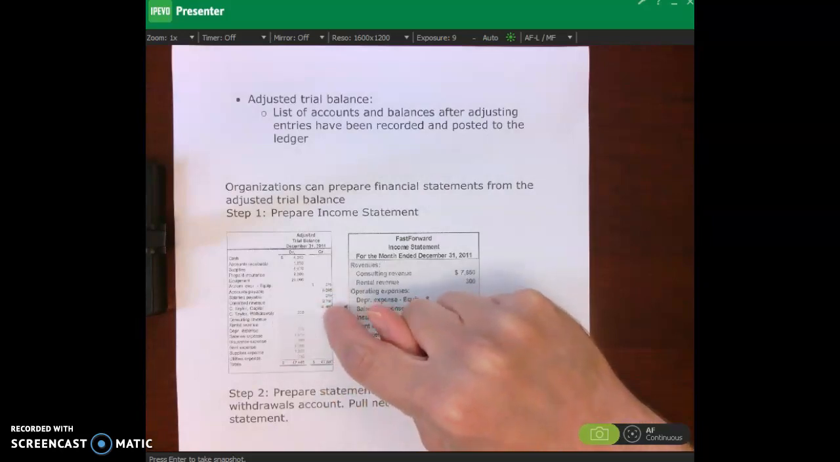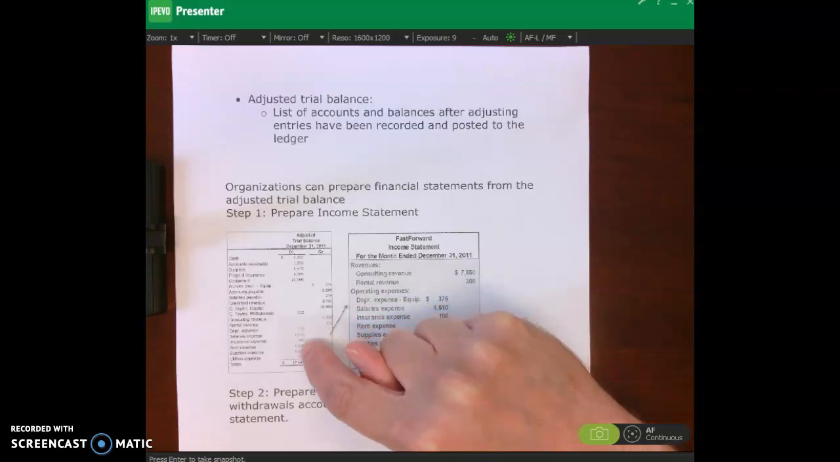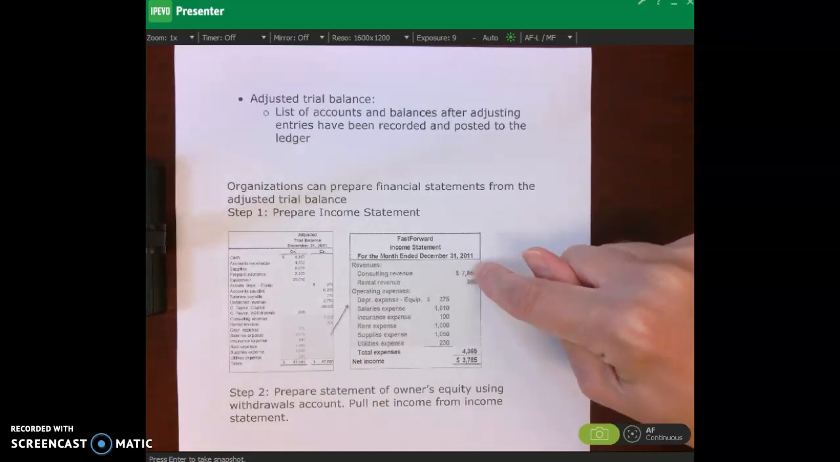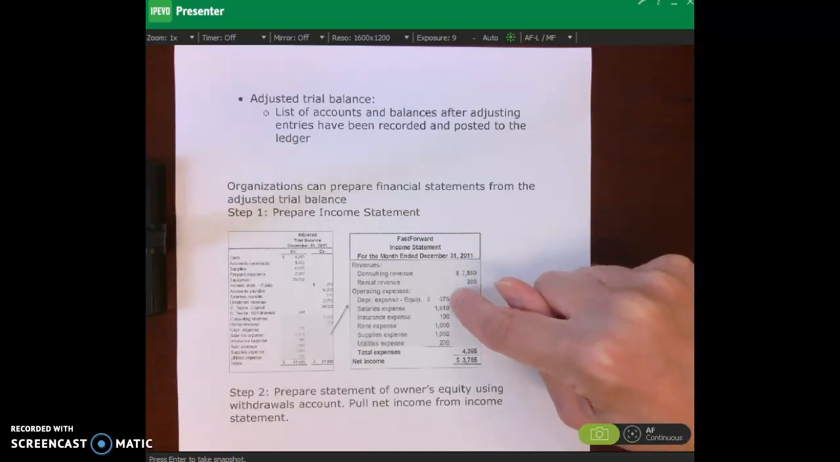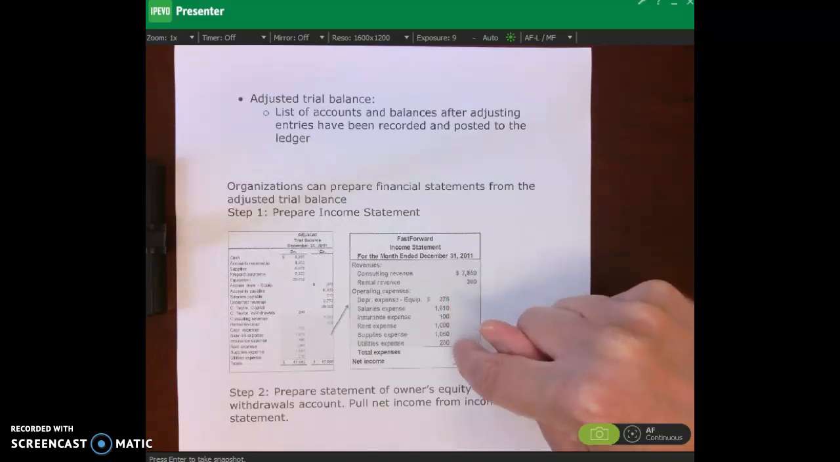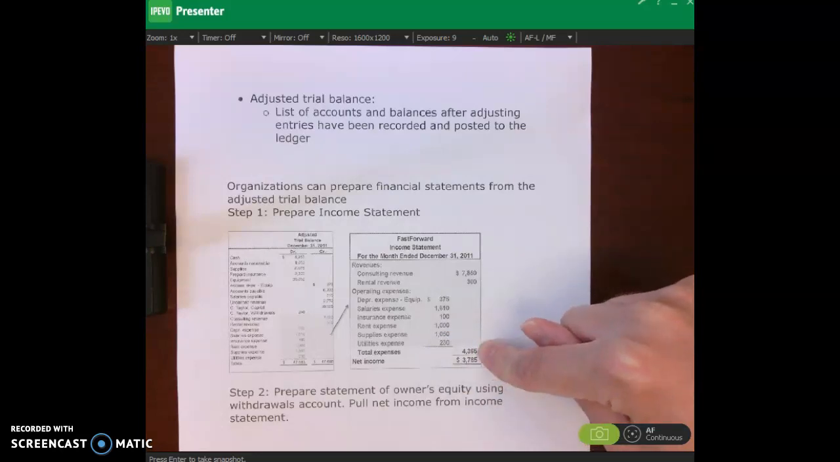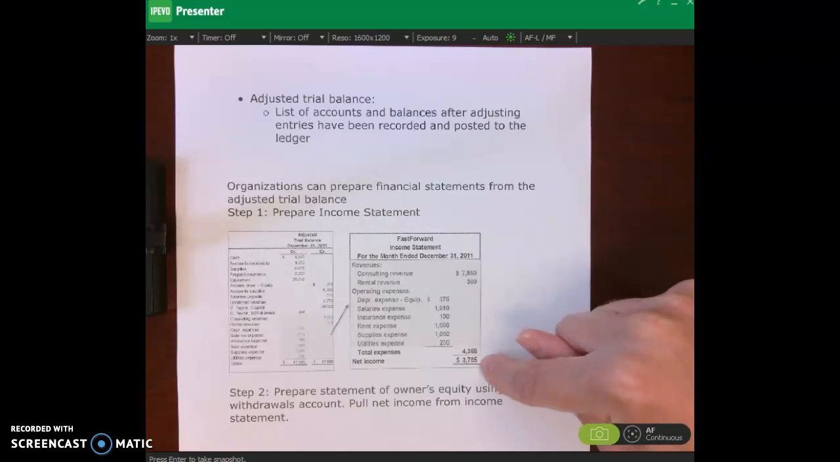We have our consulting revenue, our rental revenue, our depreciation, salaries, insurance, rent, supplies, and utilities expenses. And then we pull those over to our income statement. We have our consulting revenue of $78.50, rental revenue of $300, and then we have our operating expenses, depreciation, salaries, insurance, rent, supplies, and utilities. We add up, we get total expenses of $4,365. Subtract that from our total revenue, gives us net income of $3,785.